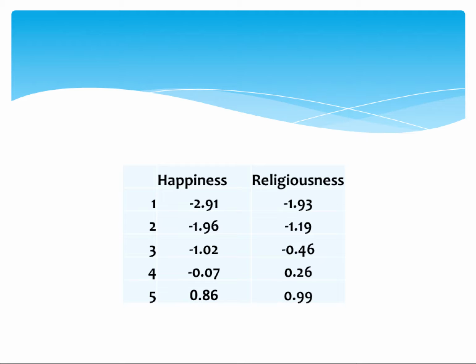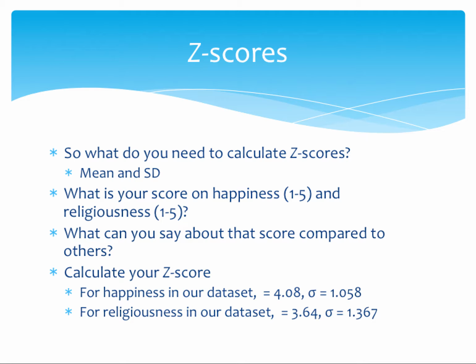All right, so here is the table for all of the possible religiousness and happiness scores. So if your happiness was 1, that would mean you were 2.91 standard deviations below the mean. Whereas if your happiness was 4, you were actually 0.07 standard deviations below the mean. Now, how is that possible? Well, it's because our mean in happiness, again, if we go back and see, it's 4.08. So if your score was a 4, you were actually below the mean.